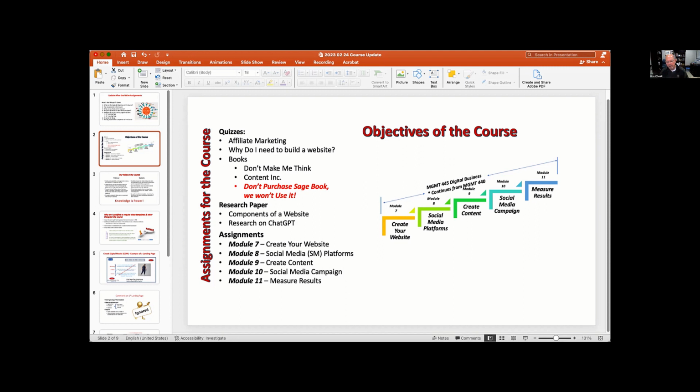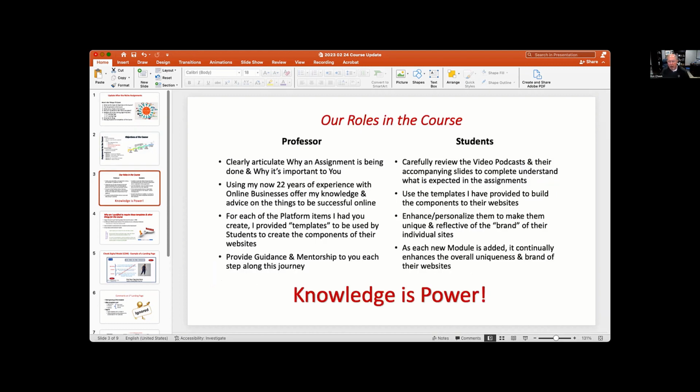Research paper, I wanted to make sure you understood the components of the website. And the research paper on ChatGPT, we'll talk about that in a few minutes. So then we wanted to create your website, the social media platforms, create content, a social media campaign, and measure results.